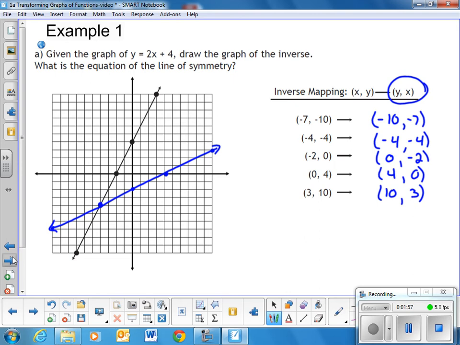What is the equation of the line of symmetry? So our line of symmetry is that line that our original one could be reflected around. It turns out that that line of symmetry is actually the line y equals x. And so our blue or inverse graph is a reflection of the original one about the line y equals x.